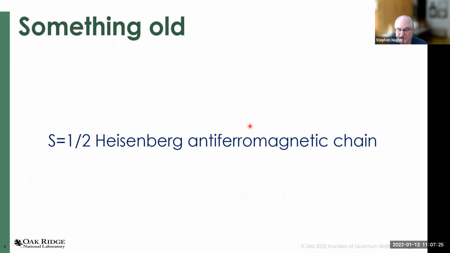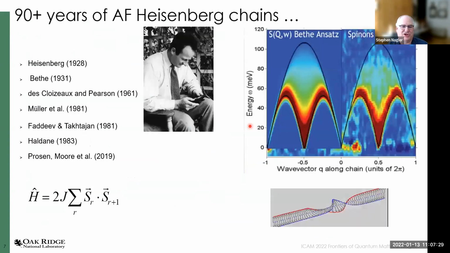Let me begin with something old. So the spin 1/2 Heisenberg antiferromagnetic chain. We are approaching the 100th anniversary of the Heisenberg model in a few years' time, interestingly enough. So this problem has been around since 1928. And the ground state for the spin 1/2 Heisenberg antiferromagnetic chain, defined by this Hamiltonian, was solved by Hans Bethe in 1931. This was the problem for which he introduced the now famous Bethe Ansatz.